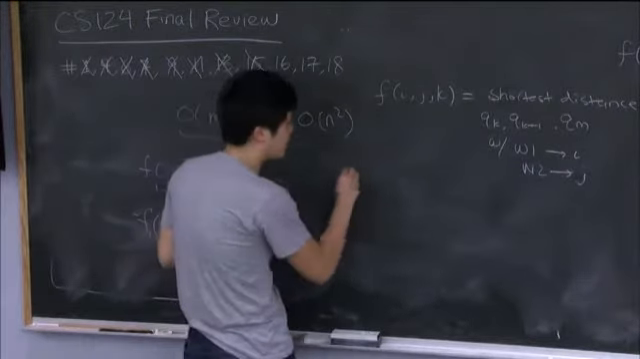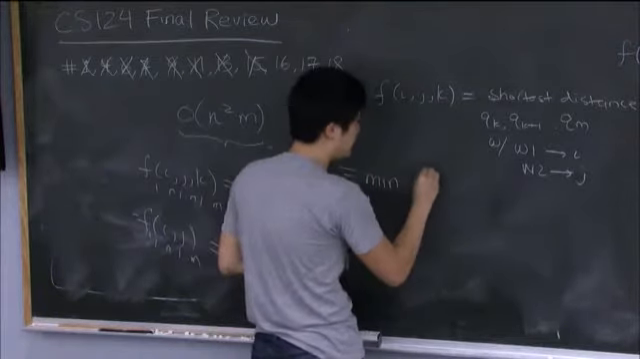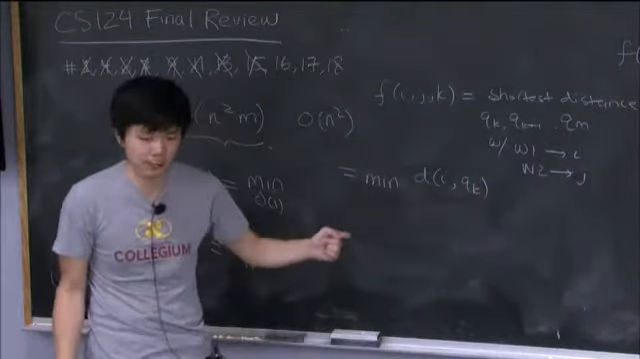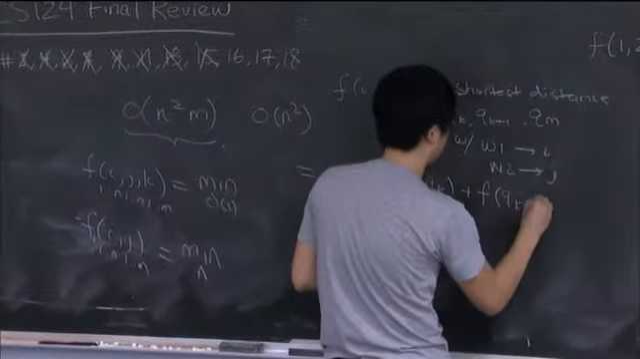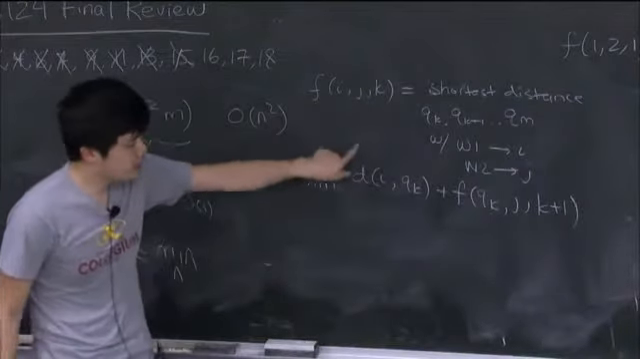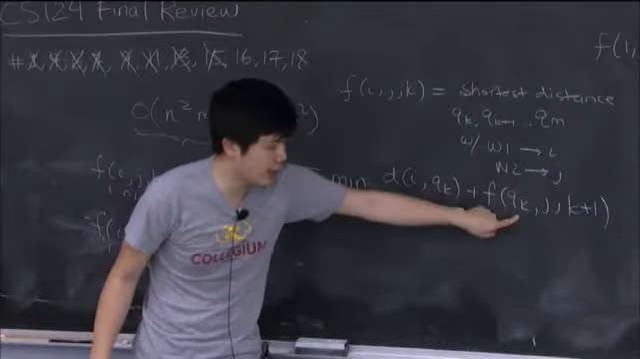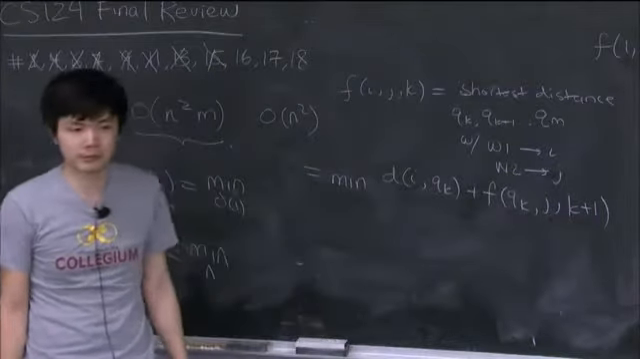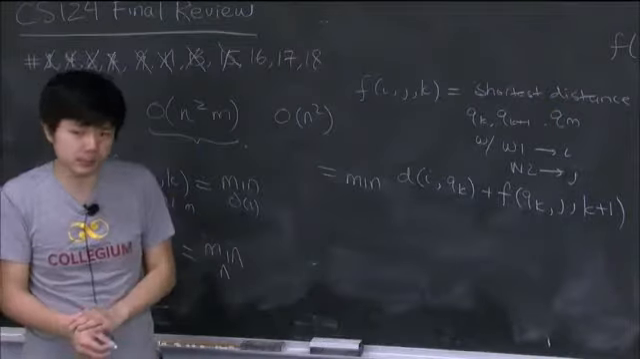So here's how the recursion is going to work. It's going to be a minimum of two things. The first thing is d of i comma qk, which is just the distance between these two tables, plus f of qk, j, k plus 1. That's the first thing. This is the case where waiter 1 goes to service the table. So waiter 1 is now at qk, waiter 2 is still at j, and I'm looking at the remaining k plus 1 queries. And I've paid this cost of the distance to move waiter 1 to that table.